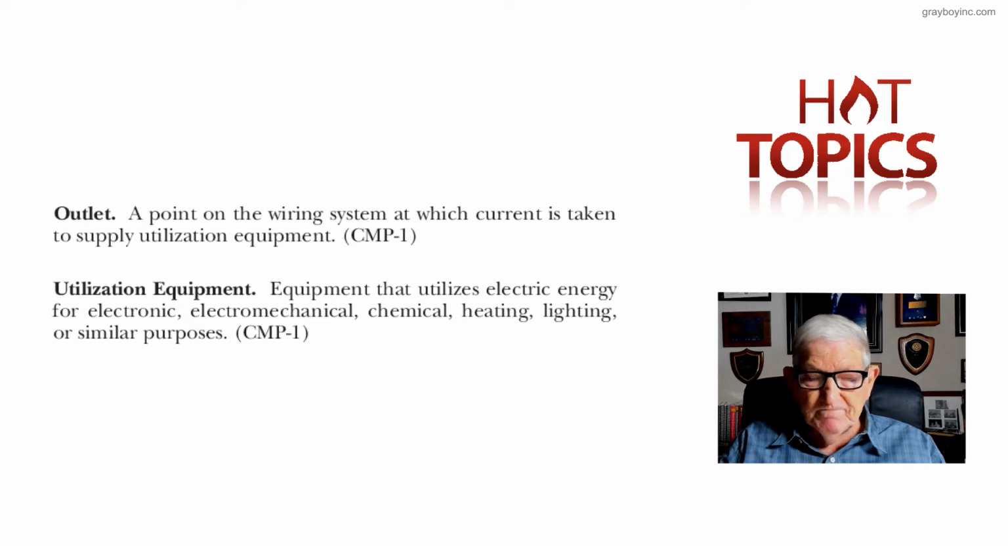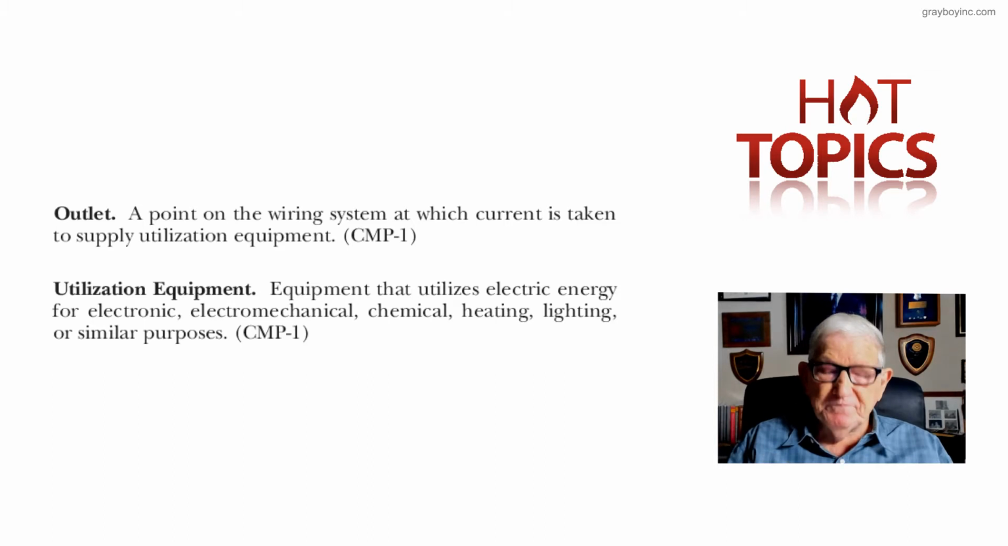Now, next I would like to review the definition of utilization equipment, and let's go over to page 41 of the NEC. And on the right-hand side of page 41, right at the very top, the definition of utilization equipment. And it basically states that it is equipment that utilizes electrical energy for electronic, electromechanical, chemical, heating, lighting, or similar purposes.